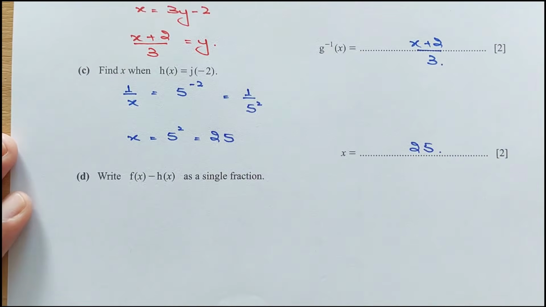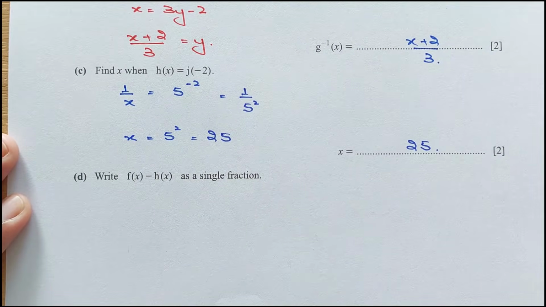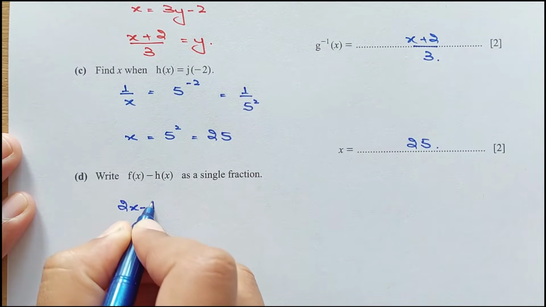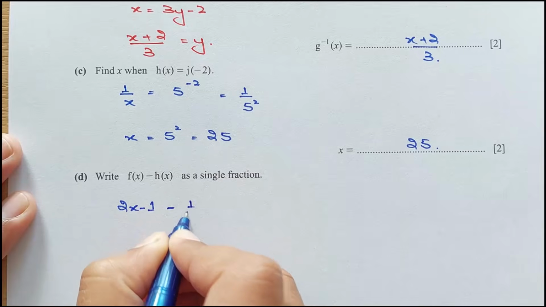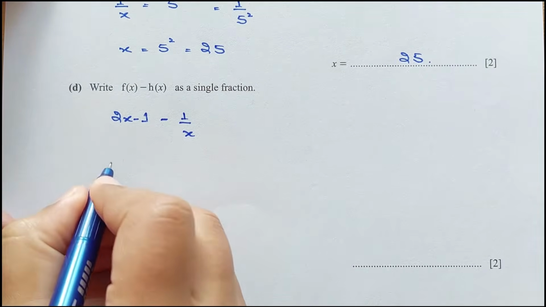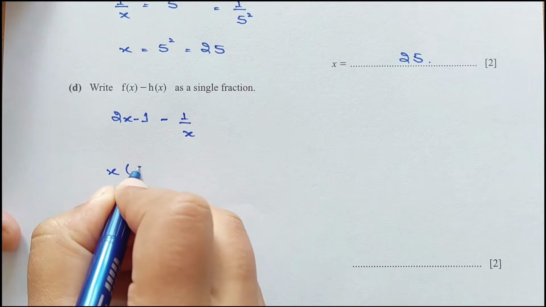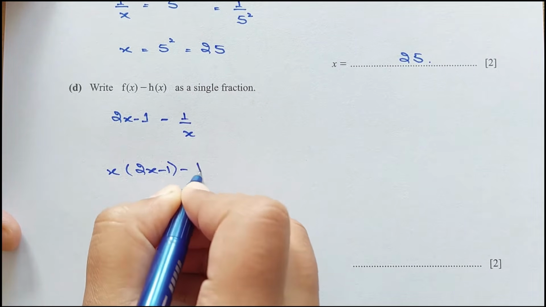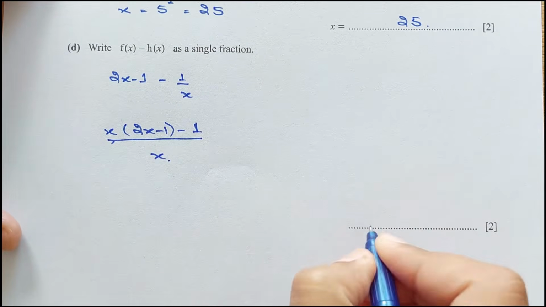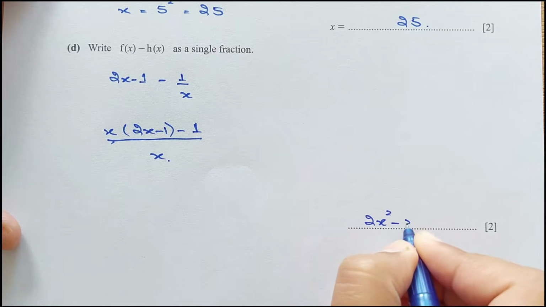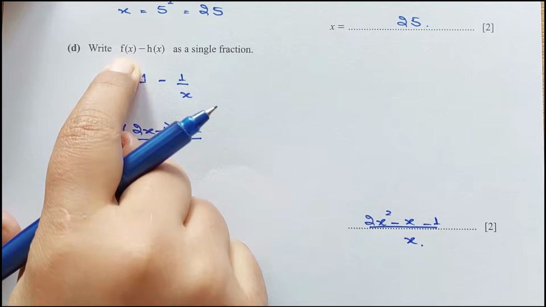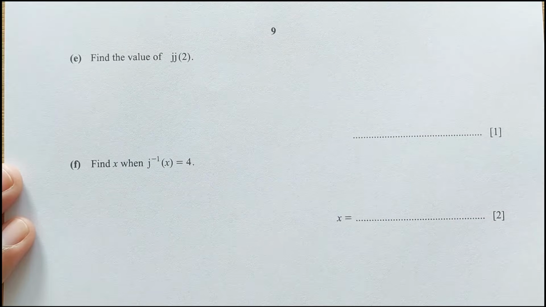Right. Now for part D, write f of x minus h of x as a single fraction. So f of x we have given is 2x minus 1, subtract h of x, which is 1 by x. As a single fraction, we have to do the LCM. So cross multiplication, x is multiplying with 2x minus 1, subtract 1 dividing by x. Right. So here we have 2x square minus x minus 1 divide x. This is f of x minus h of x as a single fraction.